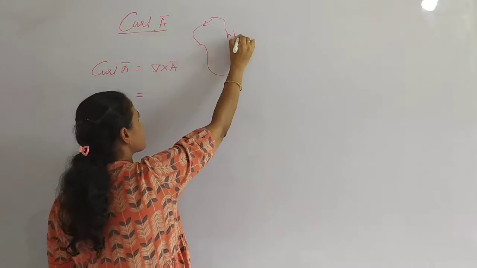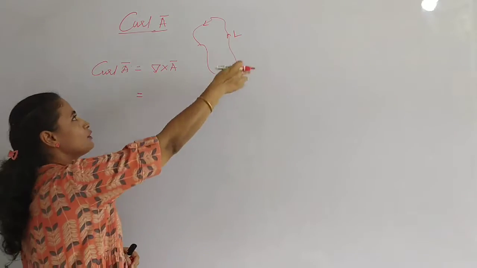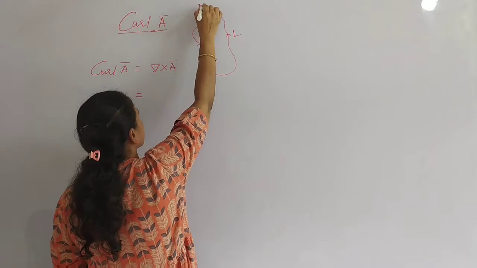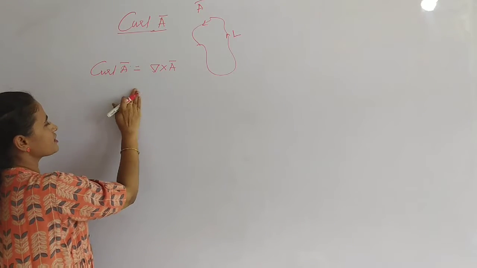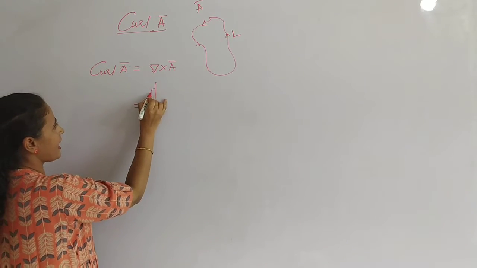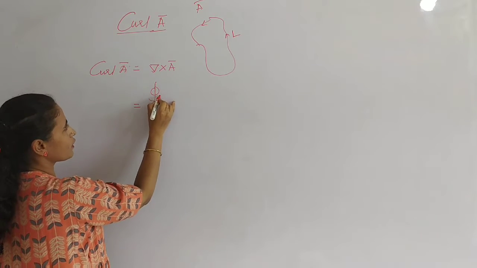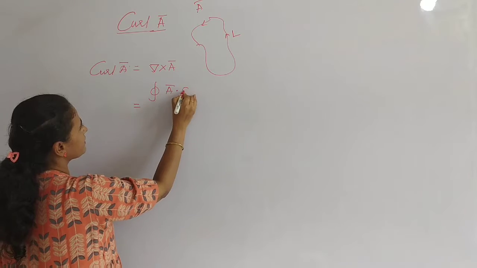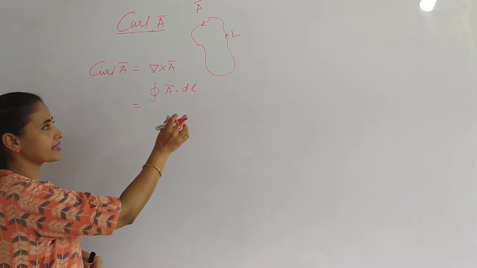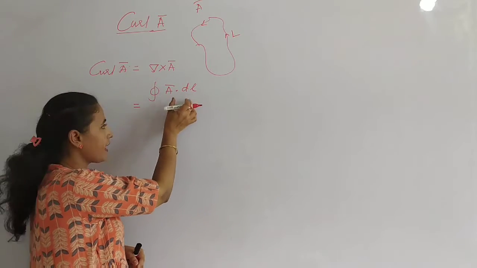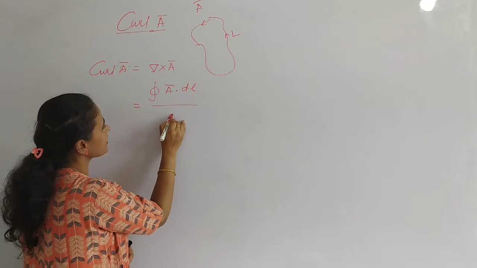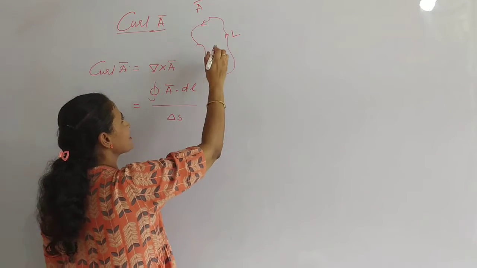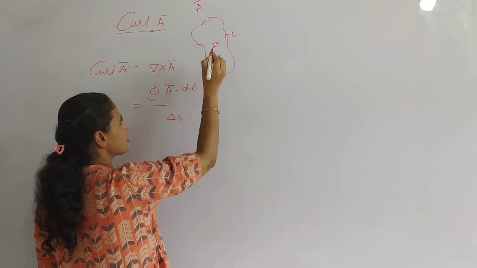Let this loop have the length of L. So this loop covers the maximum circulation of vector field A bar. Since it is a closed loop, the maximum circulation of vector field A bar can be written as the closed integral of A bar dot dl, per unit surface area, where the unit surface is surrounded by this loop. Here it is for a small unit surface area.